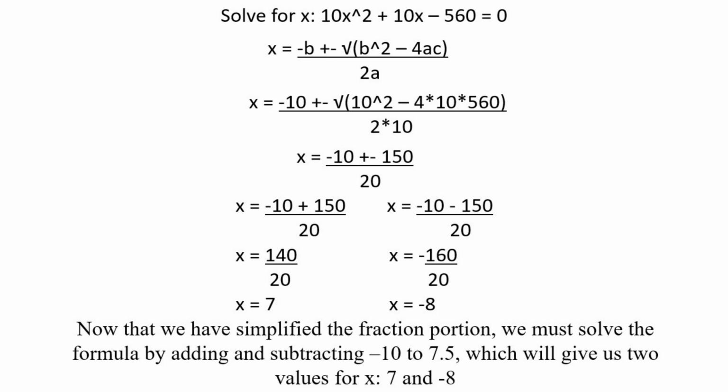Now that we have simplified the fraction portion, we must solve the formula by adding and subtracting minus 10 to 7.5, which will give us two values for x, 7 and minus 8.